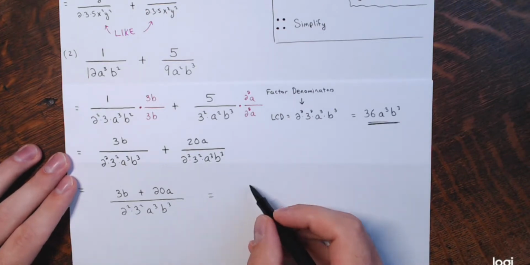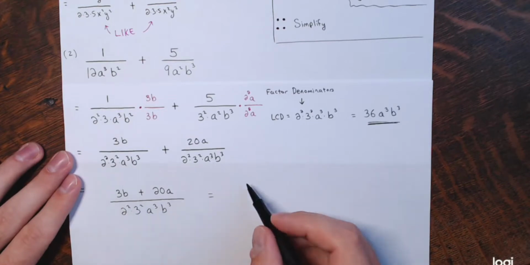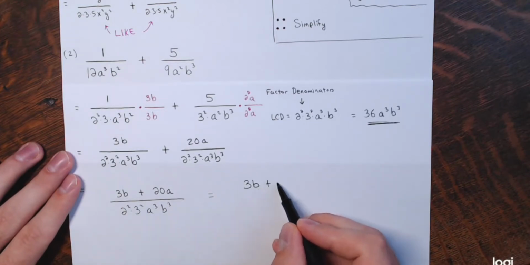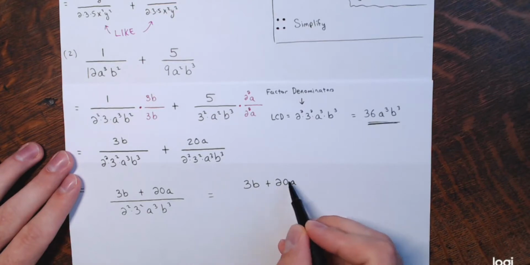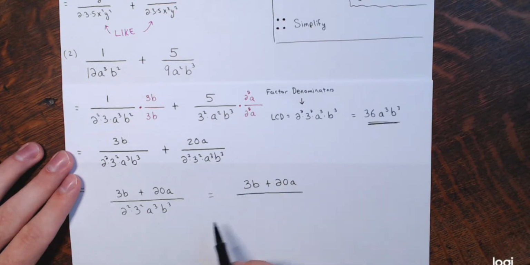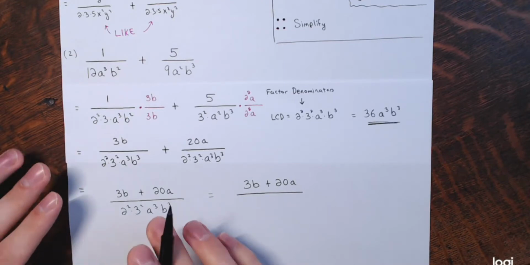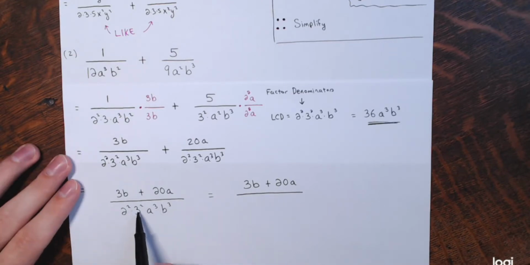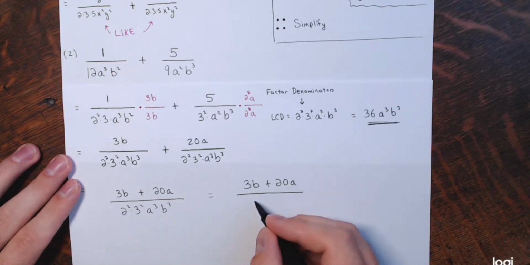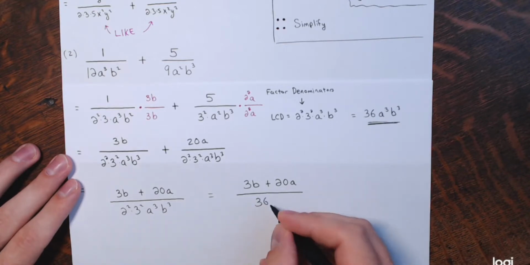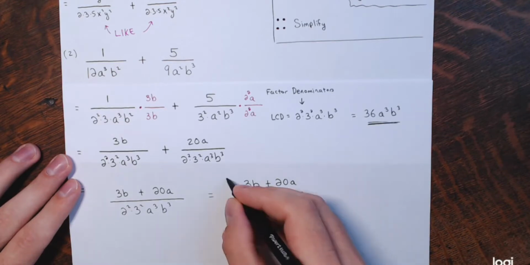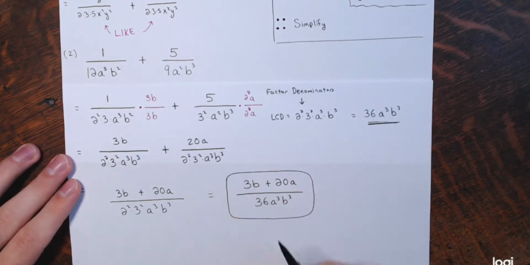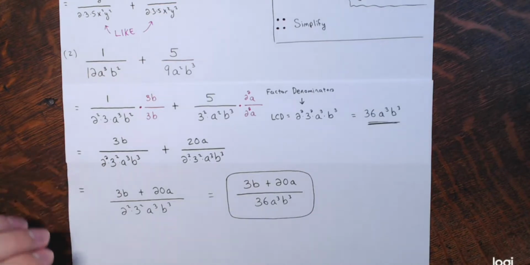Now if you like the a's first, you could put 20a plus 3b, but 3b plus 20a or 20a plus 3b in the numerator. And then now that everything's canceled, I like to simplify numerical coefficients, as I did earlier, 4 times 9 here. We have 36 a cubed b cubed in the denominator. And there's your final result.